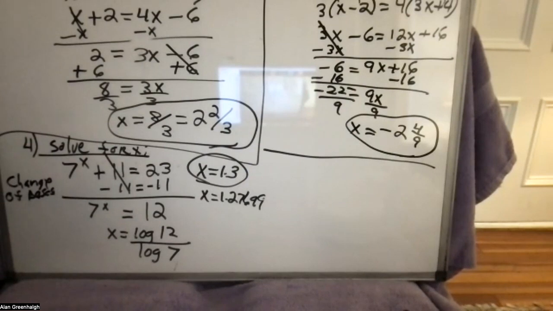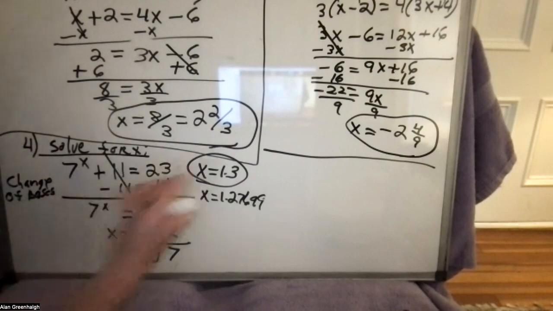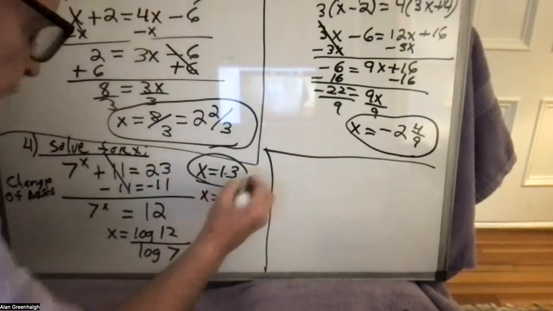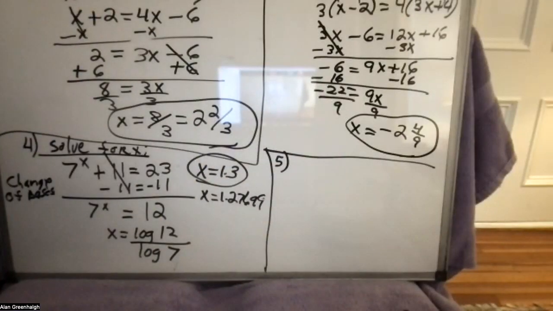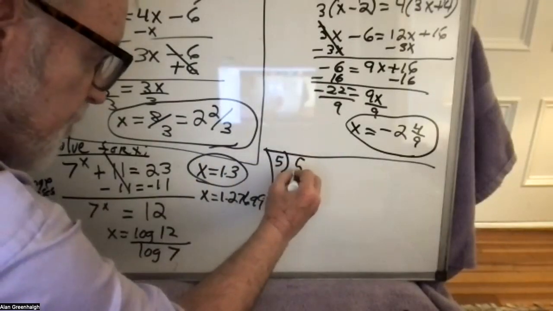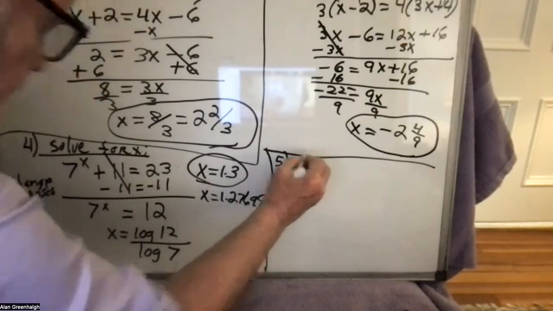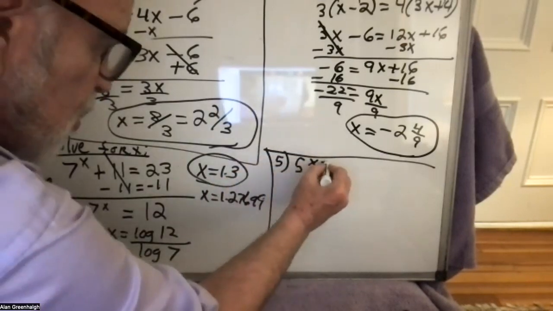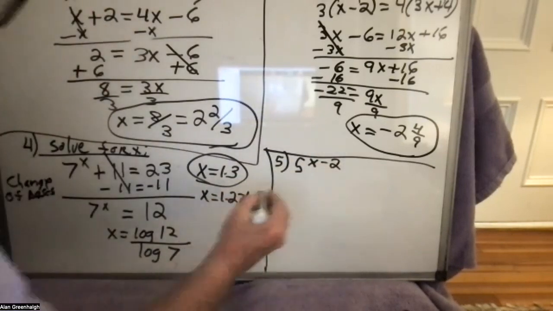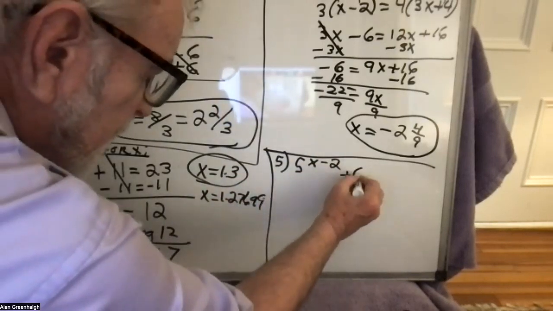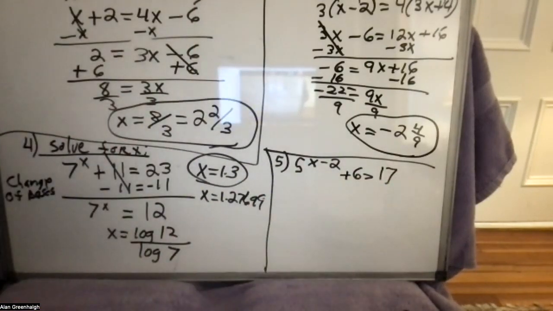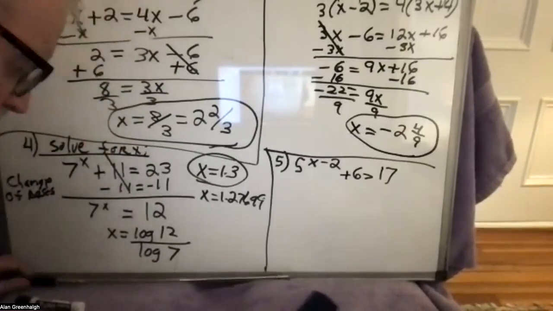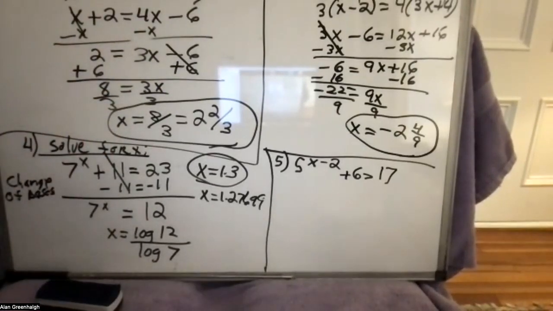I have one last problem. And here it is right over here. Very similar to the problem we just did. So this would be 5 to the x minus 2, plus 6, equals 17. Okay, solve for x. A little more complicated than the problems that we've been doing.